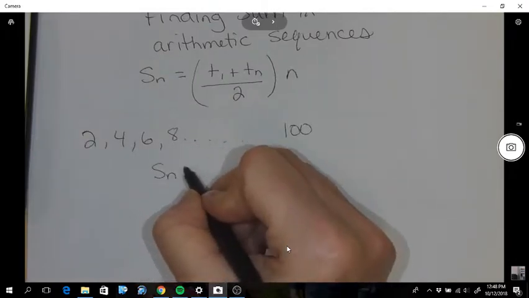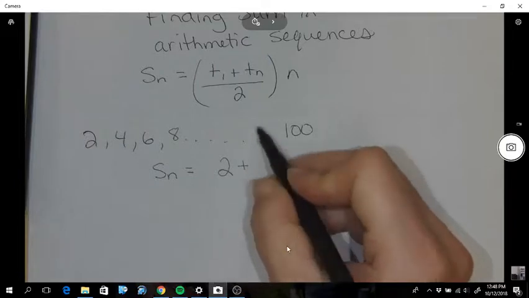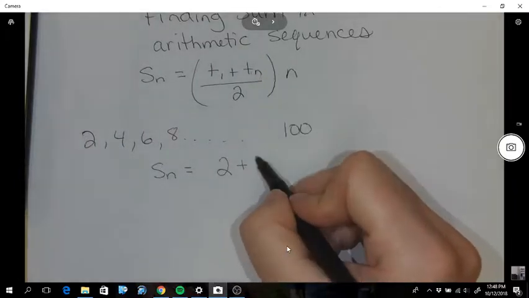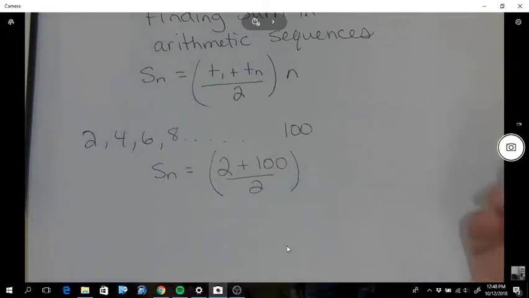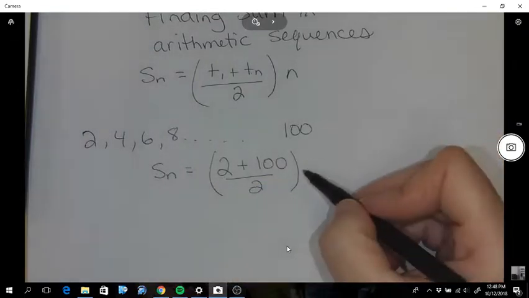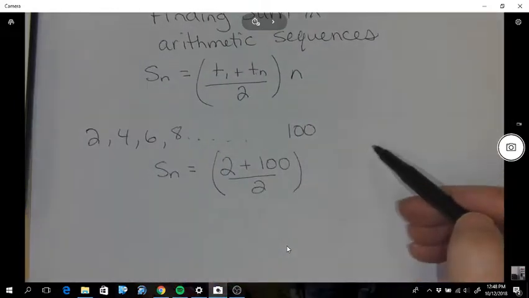So the sum of n equals the first term, 2, plus the last term, the nth term, over 2 times the number of terms. Uh-oh, I don't know that. I don't know the number of terms.